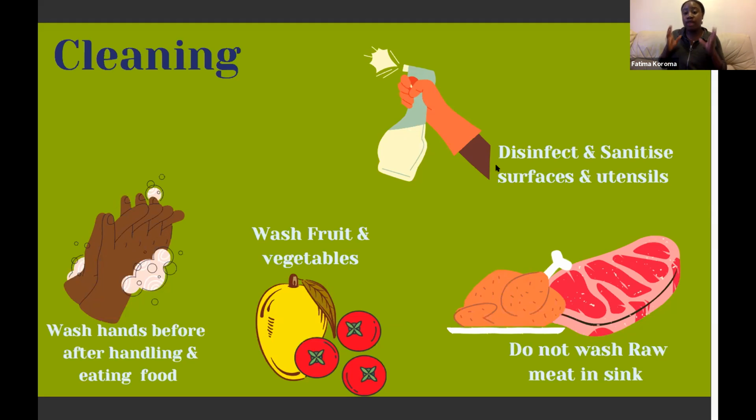A lot of research says that you should not wash, but if you still insist on washing, this is the most practical advice we are able to give you now.